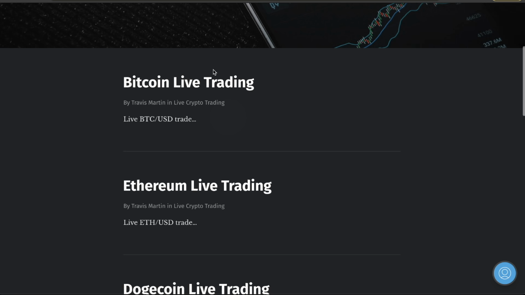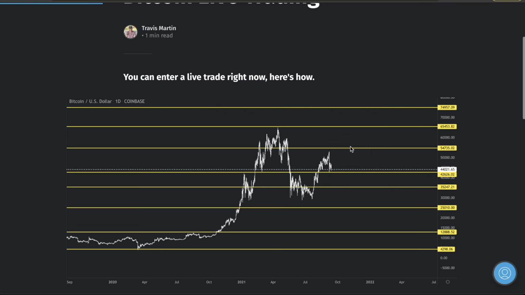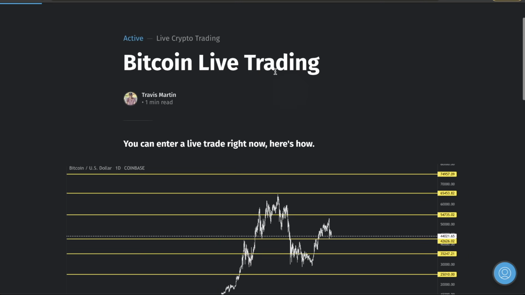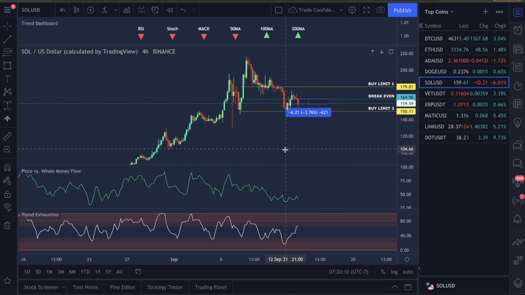Once your first buy limit is hit, you want to set up your first sell limit, which is just simply the first yellow line above the current price. If you guys get lost, watch the video. It's below every single one of the live trading charts here. It's very simple to follow. Okay, let's go over this, guys.